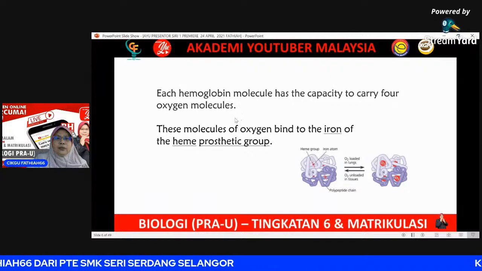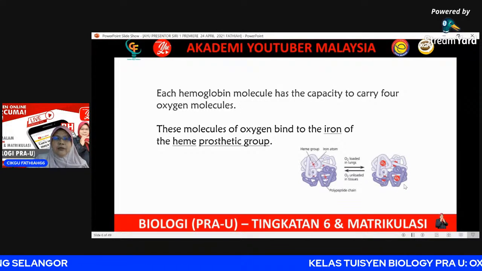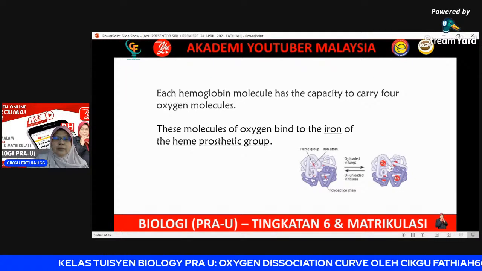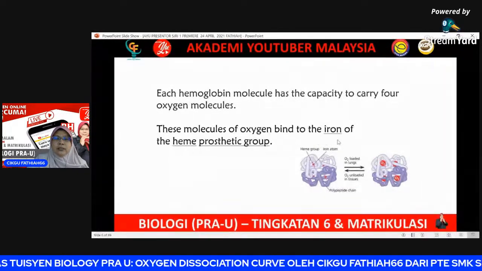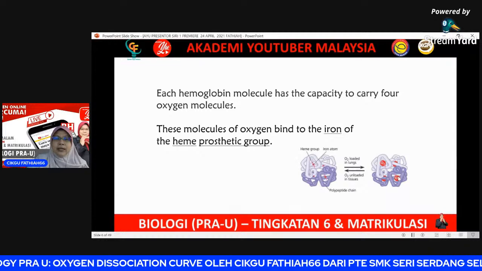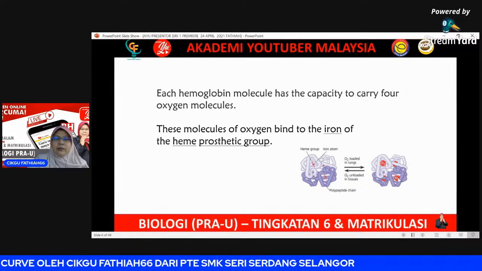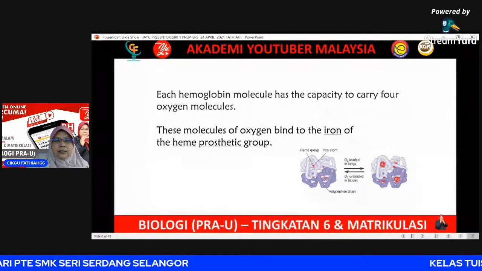Hemoglobin has the capacity to carry 4 molecules of oxygen because it has 4 heme groups. Oxygen molecules bind to the iron of the heme prosthetic group. So hemoglobin has 4 heme groups, so it can carry 4 molecules of oxygen.